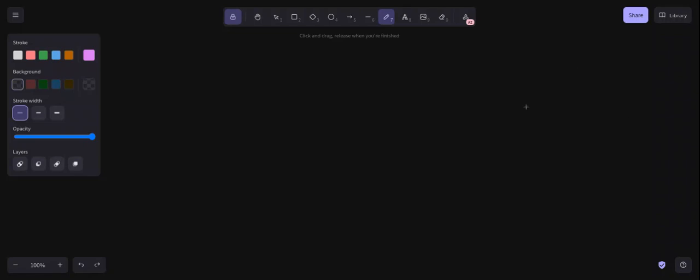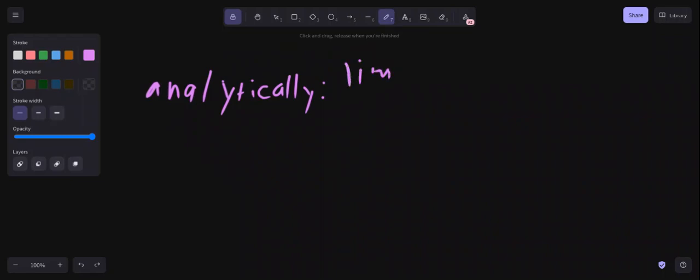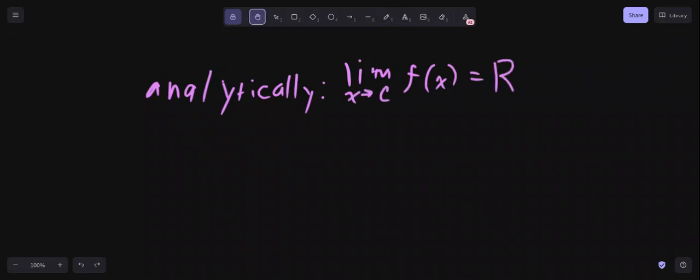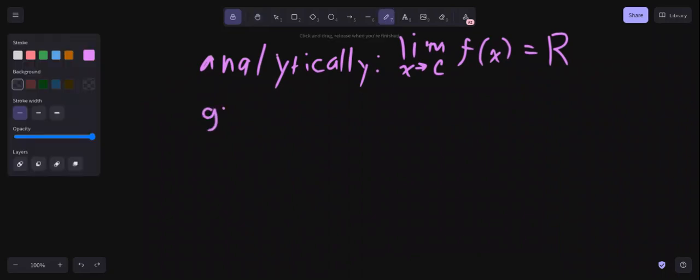We already looked at how to evaluate limits analytically, which would be as the limit of the function f of x as x approaches c is equal to r. Now, there's two other common representations of limits. And the first one I want to go over is representing them graphically.